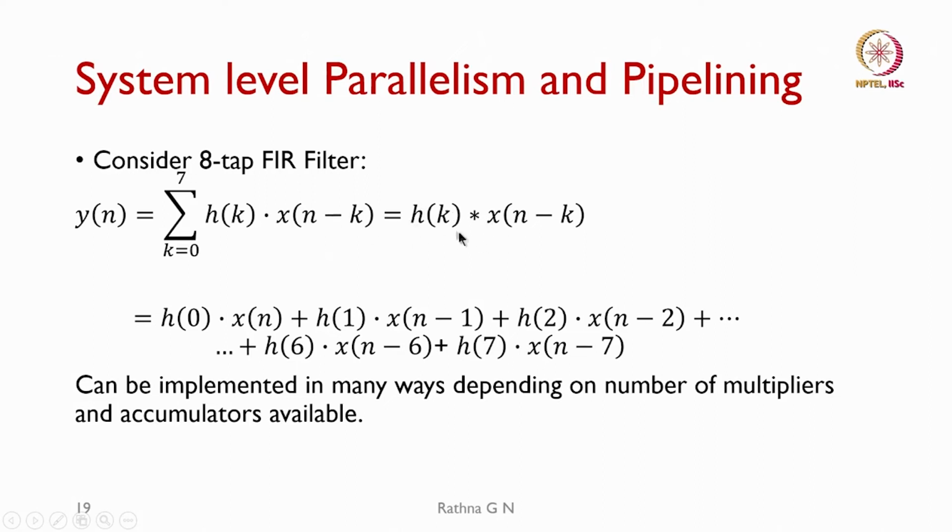So you will be seeing that the normal notation you people will be using is h of k convolved with x of n minus k. So when I expand this, the summation is going to be expanded. Then you will be seeing y of n is given by h of 0 into x of n, and then h of 1 into x of n minus 1, and so on, up to h of 7 into x of n minus 7. So this can be implemented in many ways depending on the number of multipliers and accumulators available. So we will see what is going to happen.